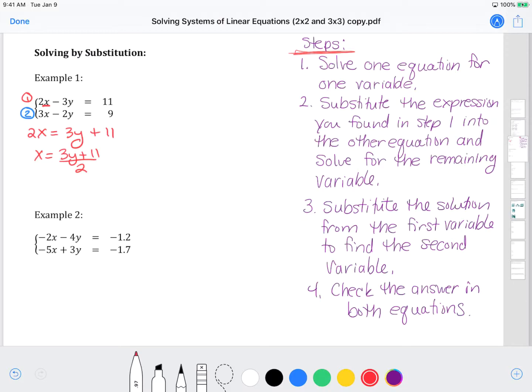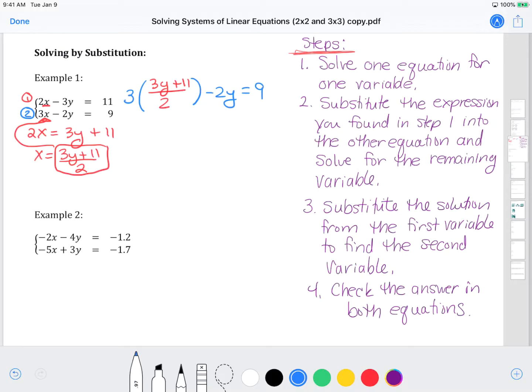So I'm going to take this expression that I found for x, now this is going to be in step 2, and I'm going to substitute that expression into the second equation. So this right here is going to go in for my x in the second equation. So now I'm going to have, I'll do this one in blue since this is the second equation, 3 times, and then I'm going to substitute in from the first equation, (3y plus 11) over 2, minus 2y is equal to 9.